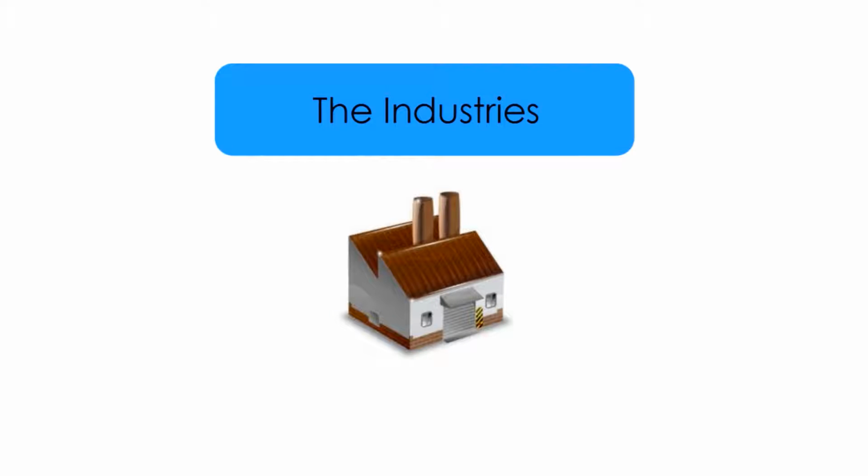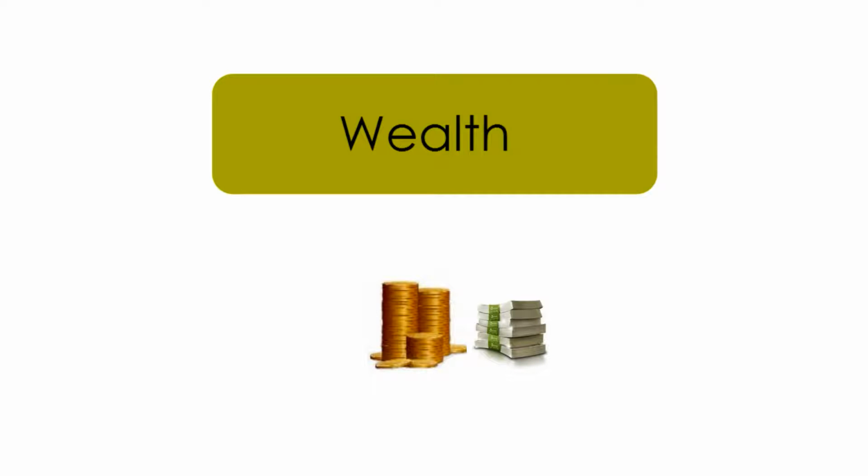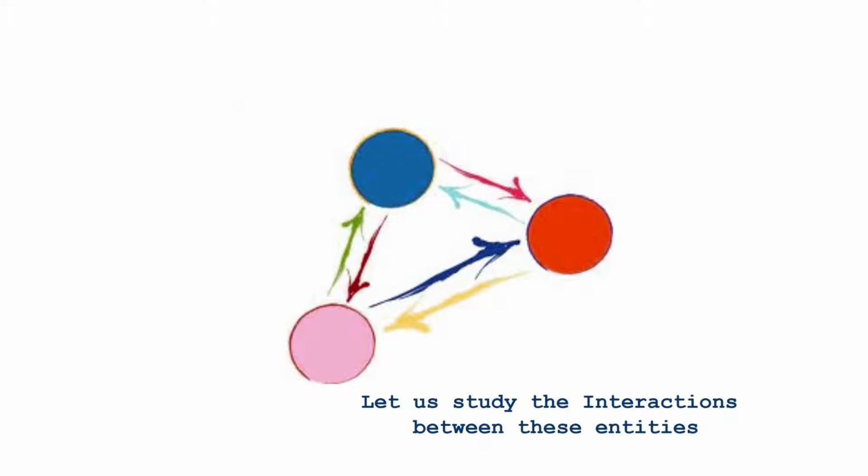The firms, where you and I get up and go to work every morning. The places we go to work every day. Then there is the thing that makes the world go round. Money, aka wealth. Let's see what kinds of interactions take place between these elements.